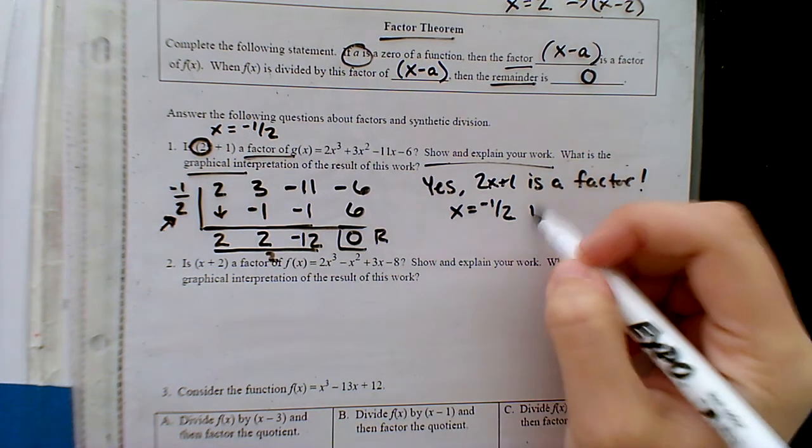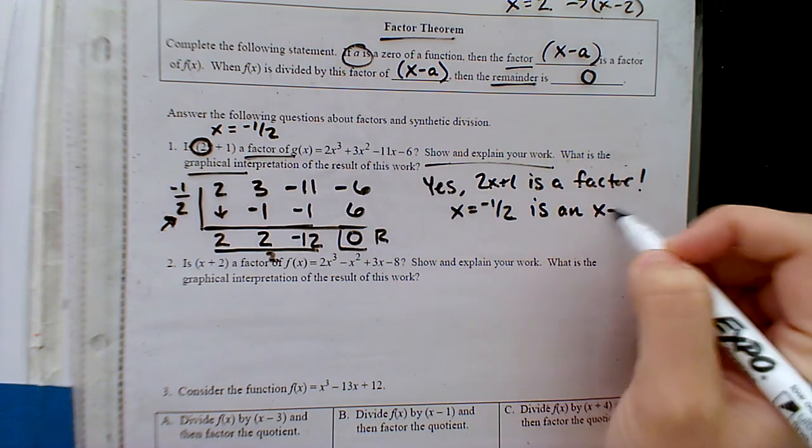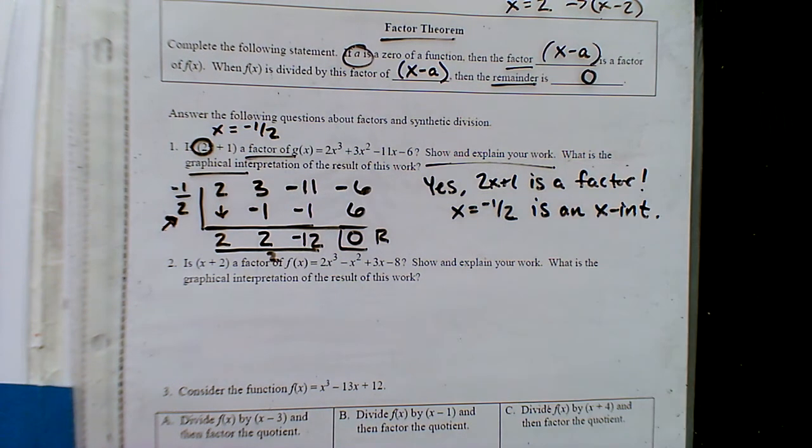So x equals negative 1/2 is an x-intercept. Okay, it's on the x-axis. If it's a remainder of 0, it's a function value of 0, meaning a y value. So that's where you are on the graph. In this case, the x-axis.